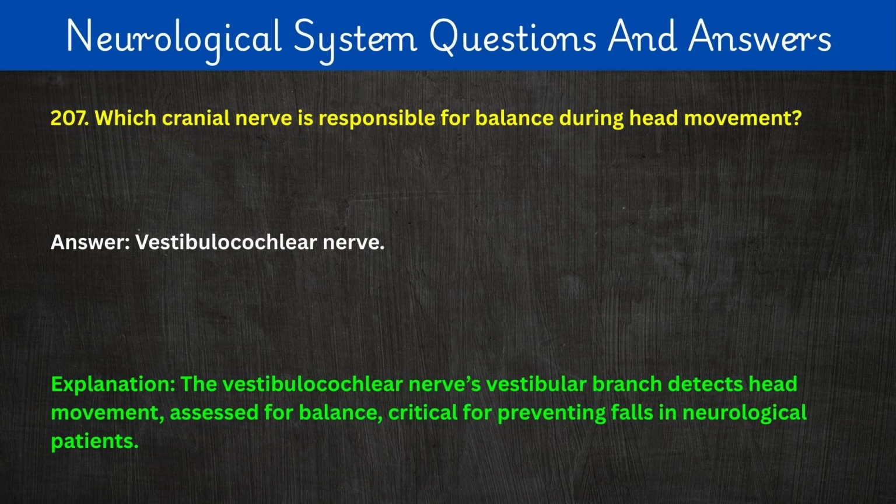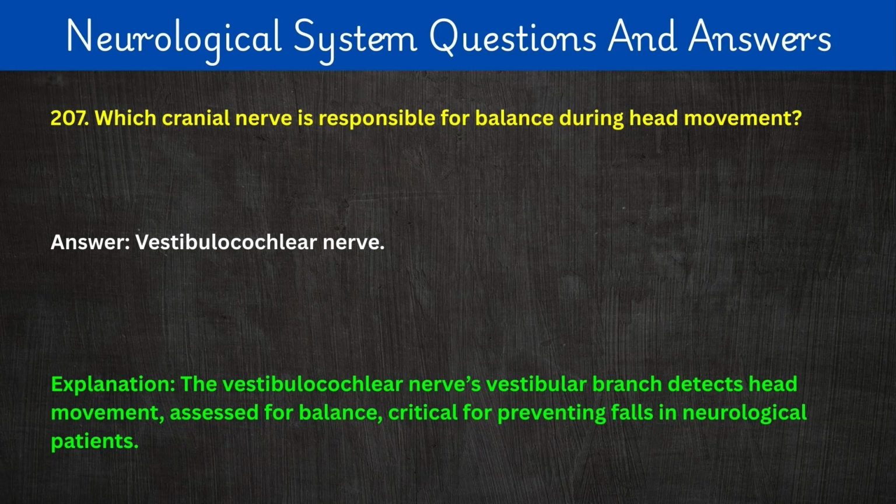207. Which cranial nerve is responsible for balance during head movement? Answer: vestibulocochlear nerve. Explanation: the vestibulocochlear nerve's vestibular branch detects head movement, assessed for balance, critical for preventing falls in neurological patients.